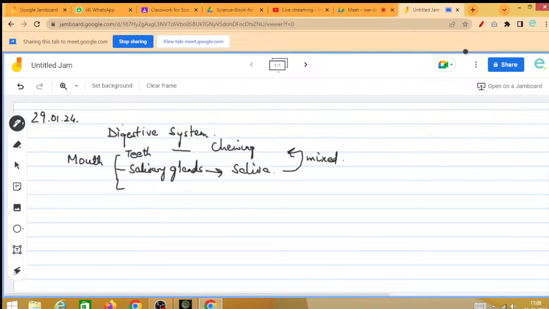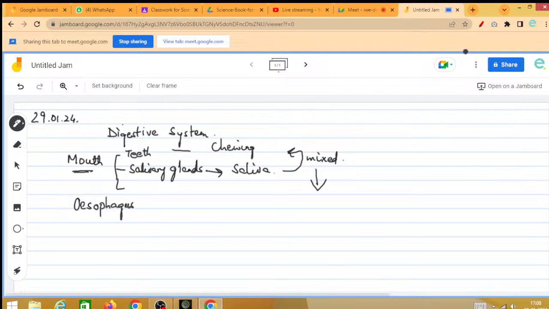Then what happens? From there it goes to the pharynx, the throat. From the mouth it goes to... the salivary glands? No, it doesn't go to the salivary gland. Saliva comes into the mouth. It goes to the esophagus. Yes, miss, esophagus.